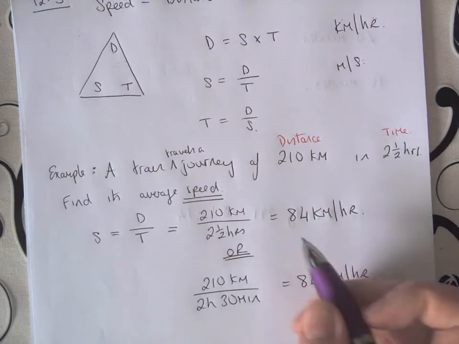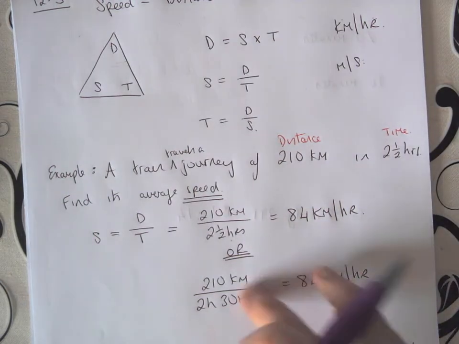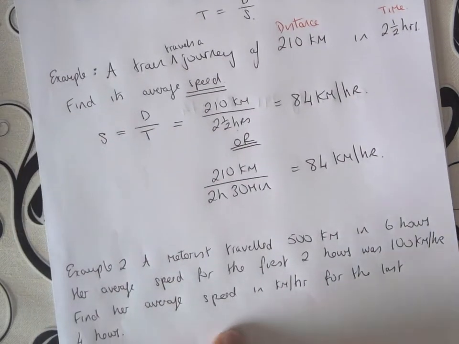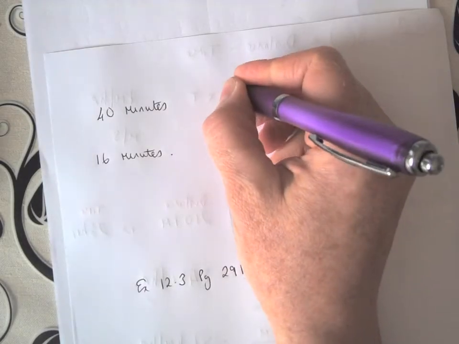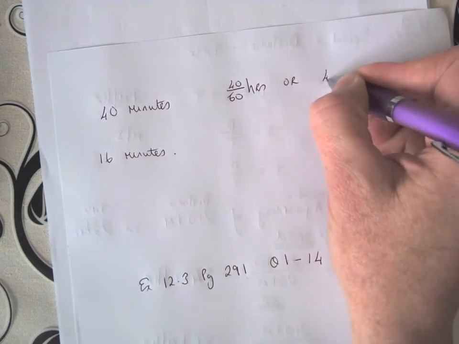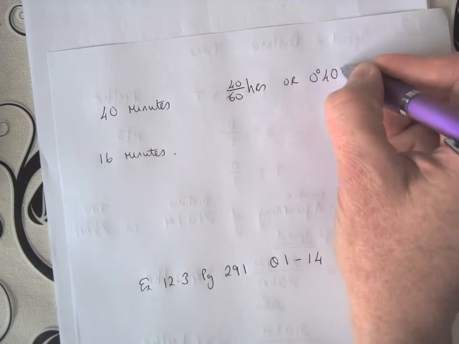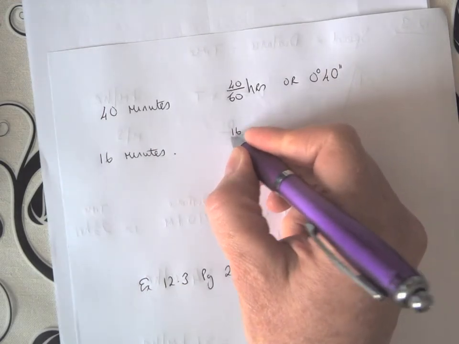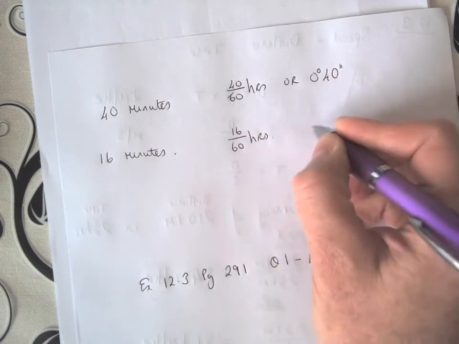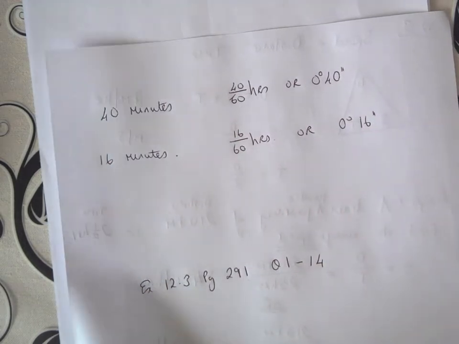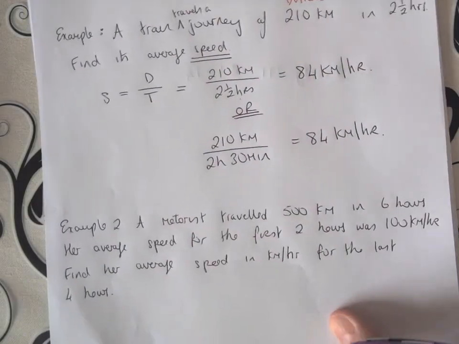So it's fine when we're given 2.5 or 2 1/4 or 2 3/4. It's a bit different when you're given minutes, so be careful of that. For example, 40 minutes. You could write it as 40 over 60 to be in terms of hours, or you could just do your 0 hours 40 minutes. And with 16 minutes, again, you'd say 16 over 60 hours, or 0 hours 16 minutes when you're using the calculator. So just be careful of your units.